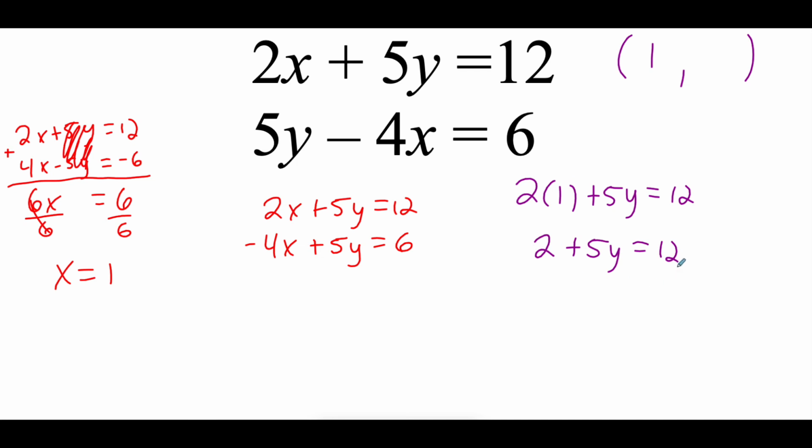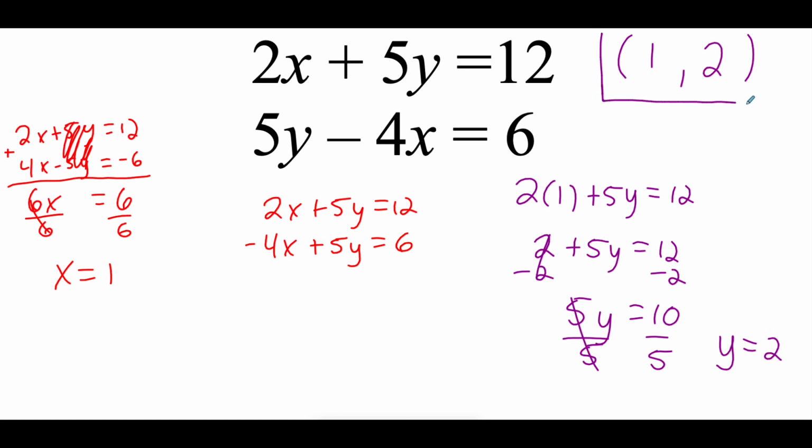With this 2 to move it over to the other side, because it's a positive 2, we're going to have to subtract 2 on both sides. So I get 5y equals 10. To get rid of the 5 in front of the y, we're going to have to divide everything in here by 5. So that should leave me with a y value answer of 2. So the final answer for this system of equations is the ordered pair (1, 2).